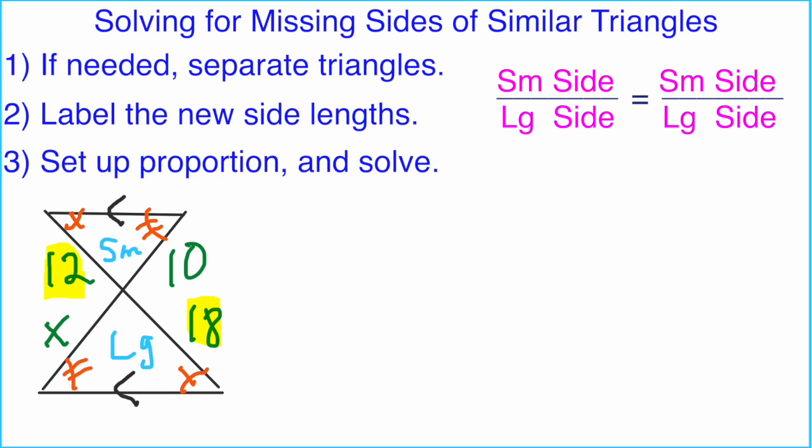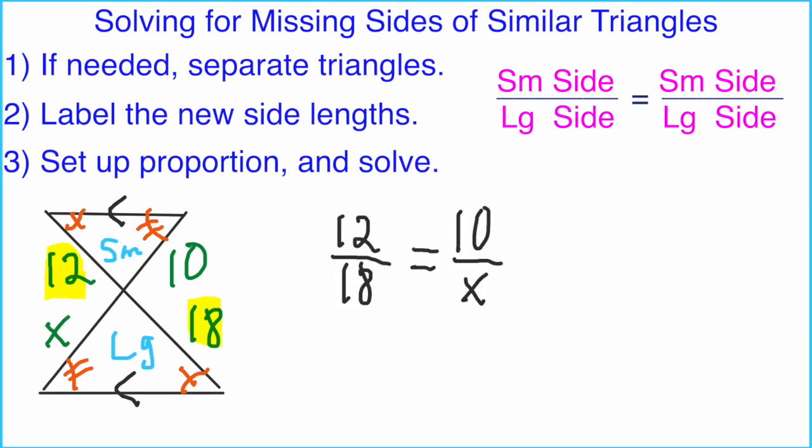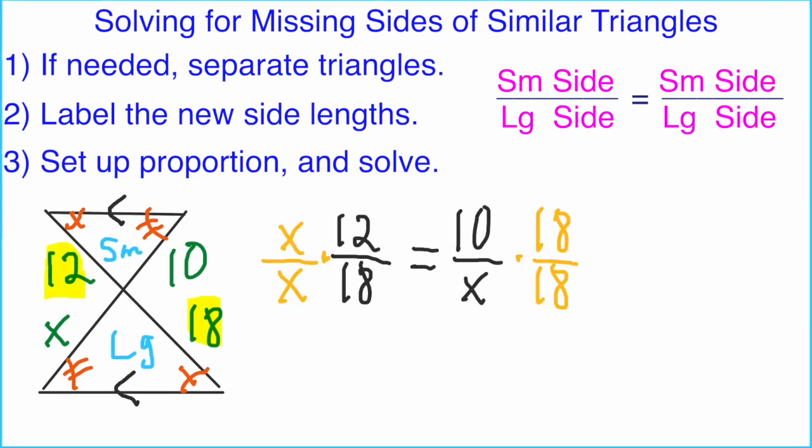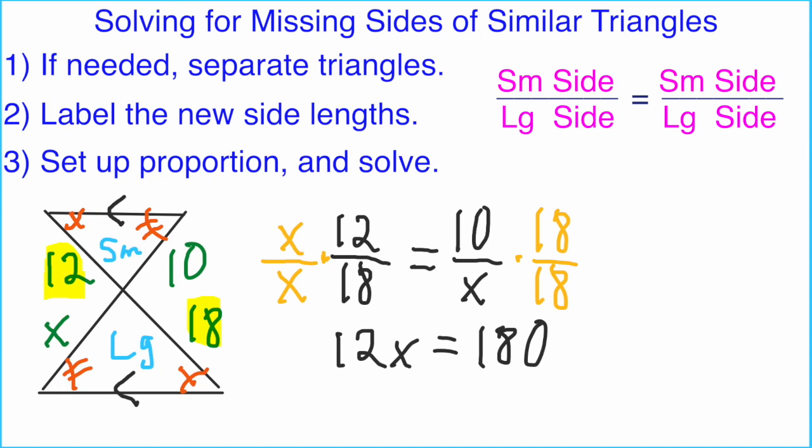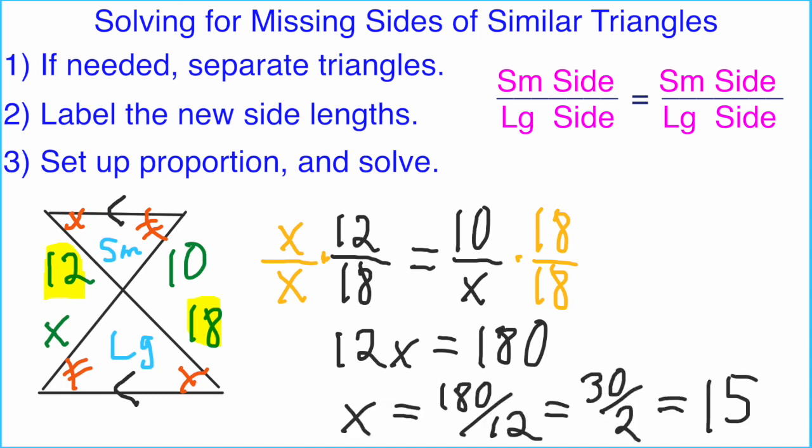Small over large equals small over large. So 12 over 18 equals 10 over x. Alright, to get the bottoms the same, I'll multiply the left side by x over x, and the right side by 18 over 18. So the denominators are the same, and that leaves us with 12x equals 180. And divide both sides by 12, so x is 180 over 12.